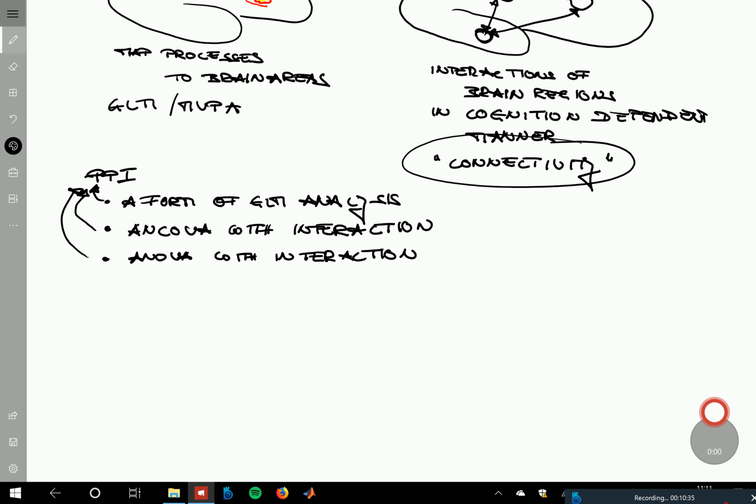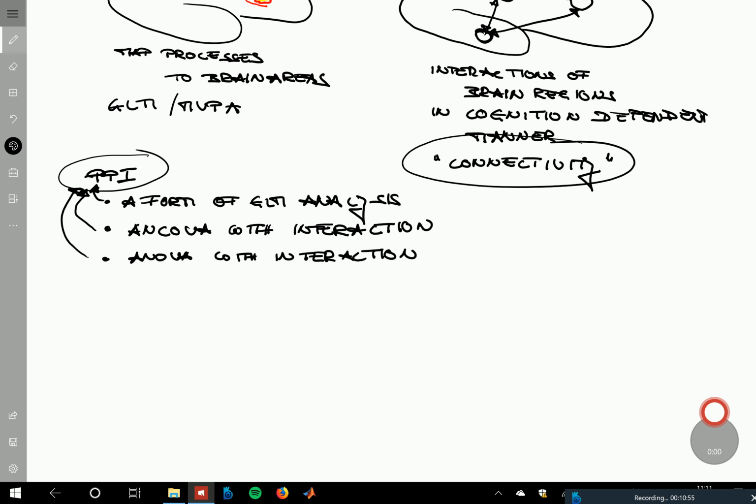So we will go this way because the main reason is when I studied and tried to understand what PPI is, I could never understand what it is until I understood ANOVA and ANCOVA. And then it was clear. That's just the way to go.